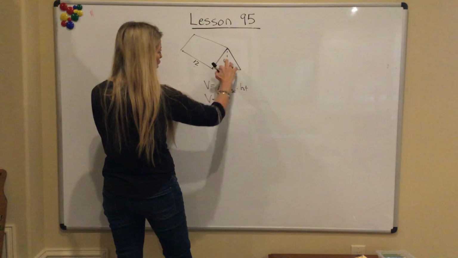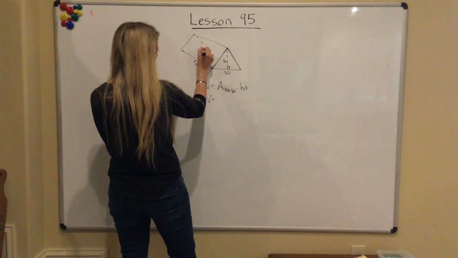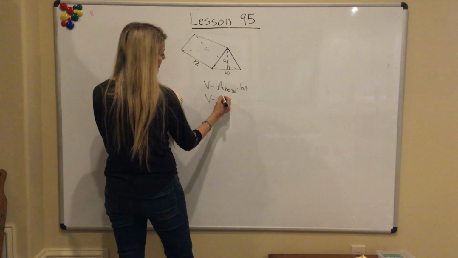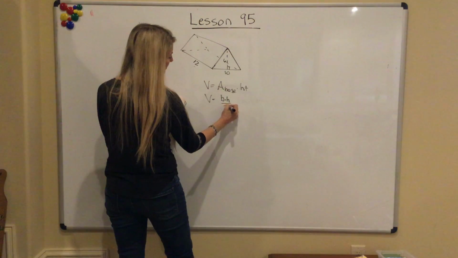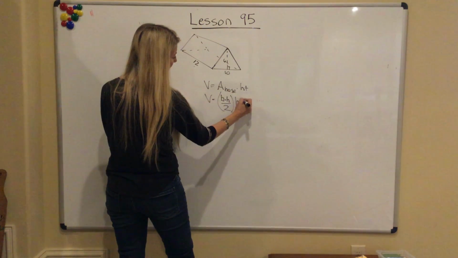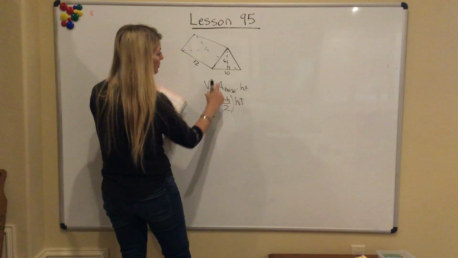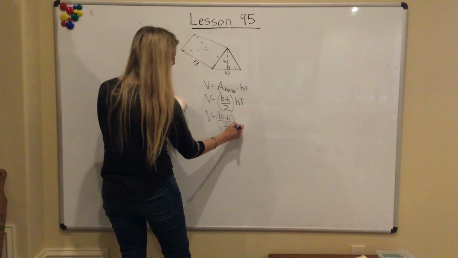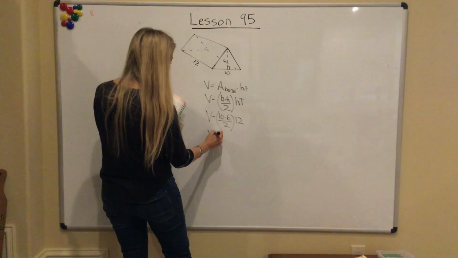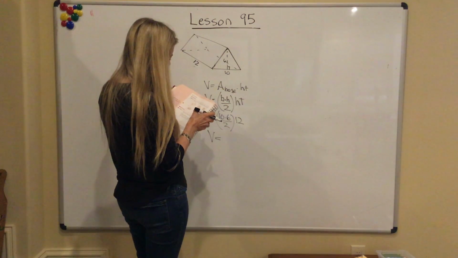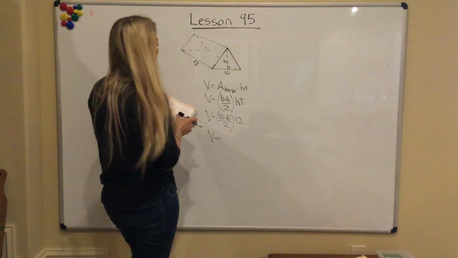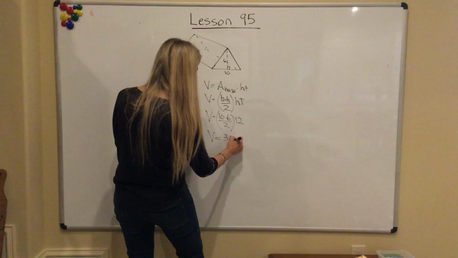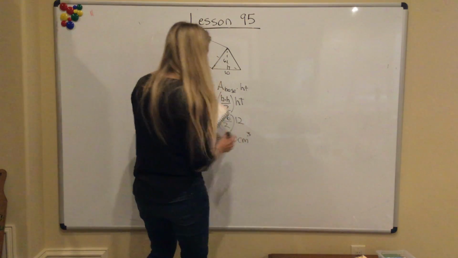The base, the shape running all the way through this figure, is a triangle. So base times height divided by 2 is the formula for that, times height. And then you plug in your numbers. Your base is 10. Your height is 6. Divided by 2, multiply that times 12. So your volume, and it tells you all the dimensions are in centimeters, you multiply all of this out, and your answer would be 360 cubic centimeters.